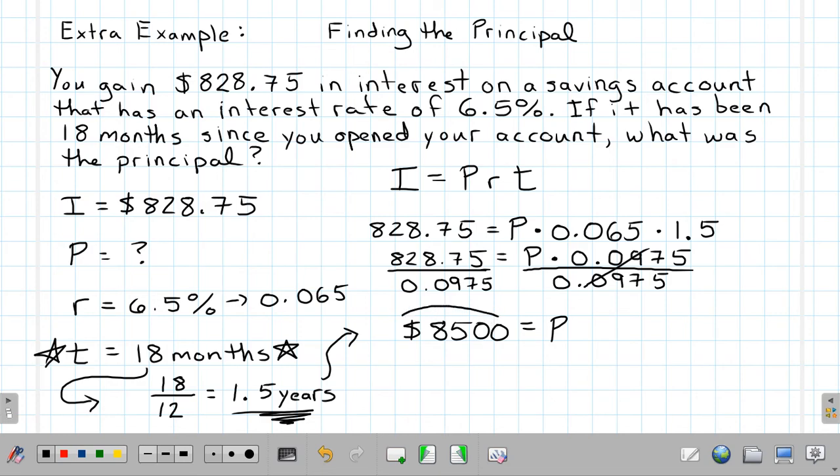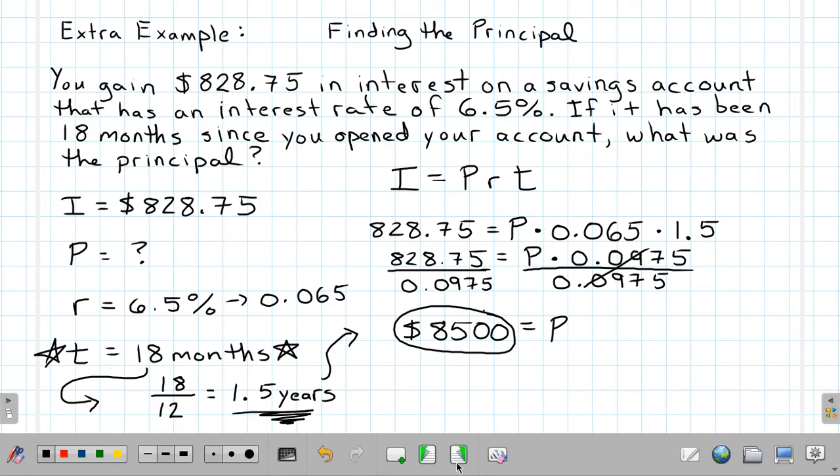So that means your savings account started out with $8,500. The big point of this whole question is that it works the same as pretty much every question we did before, except we were looking for principal instead of interest, rate, or time. The other part is that time was not in years, so we had to make sure we converted our months to years before we plugged into the formula.